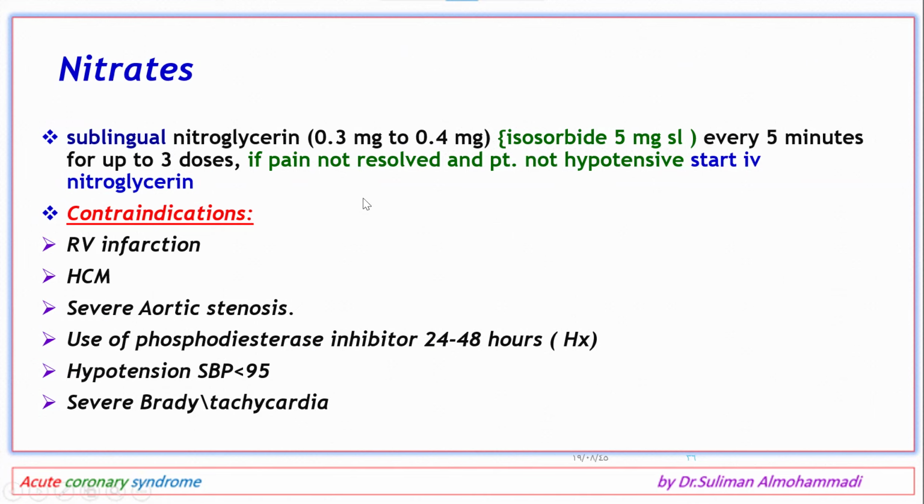Please make sure there is no contraindication by the ECG, by clinical examination, and by the history. There should be no RV infarction, no history of hypertrophic cardiomyopathy or ECG suggestive of hypertrophic cardiomyopathy, no severe aortic stenosis by examination, and no use of a phosphodiesterase inhibitor in the last 24 or 48 hours according to the phosphodiesterase inhibitor. Hypotension with systolic blood pressure lower than 95, and severe bradycardia or tachycardia, are all contraindications.